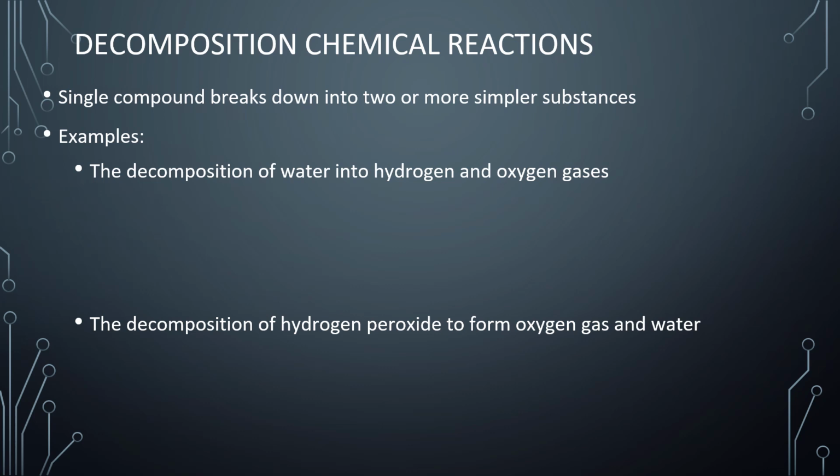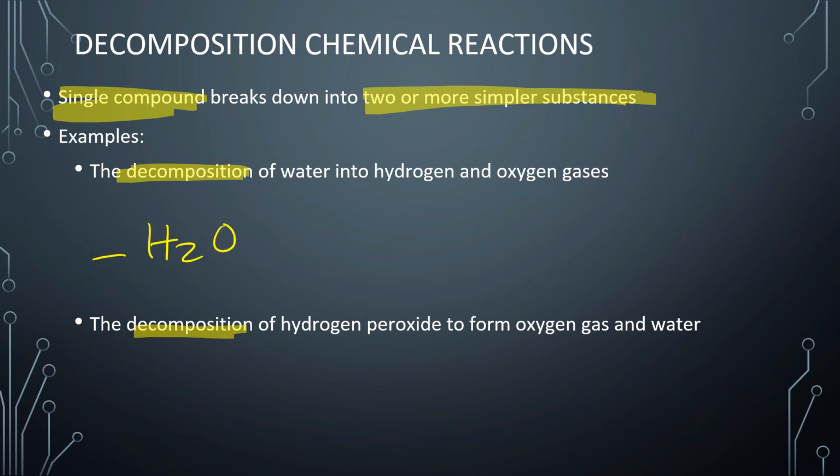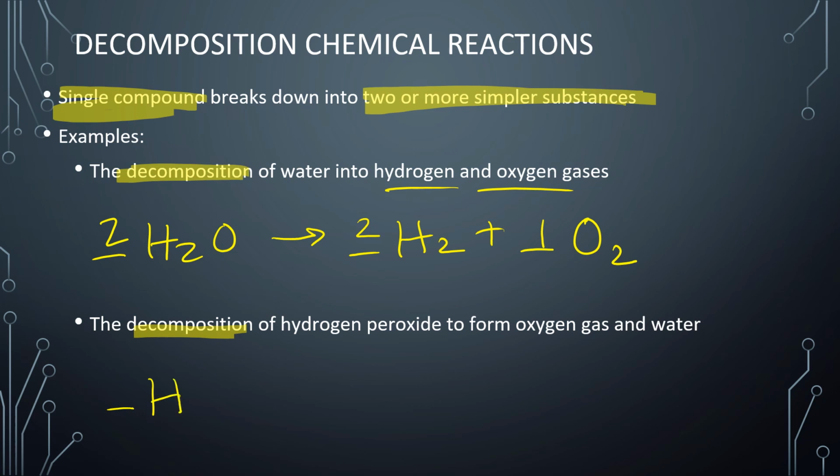Decomposition, you have a single compound breaking down into multiple substances, multiple products. So decomposition, think about from biology, if something is decomposing, it's breaking down. So you have water, H2O, breaking down into hydrogen and oxygen gases. So this is H2 plus O2. So 2, 2, 1. Decomposition of hydrogen peroxide, that's H2O2, forming oxygen gas, O2, and water.